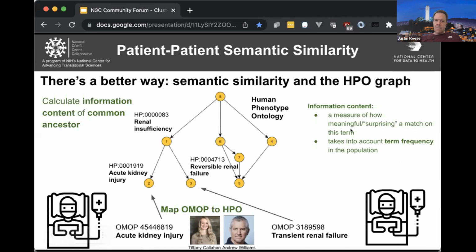that common ancestor. Information content, for those who aren't familiar with it, is sort of a measure of how meaningful or surprising a match on this term is. And so this takes into account how often you see this term. And so obviously things that are very specific are more meaningful, and things that match way up on the HPO DAG are not so meaningful. So this gives you a fine-grained way of actually deriving a floating point number that says how similar this OMOP term is to this OMOP term.